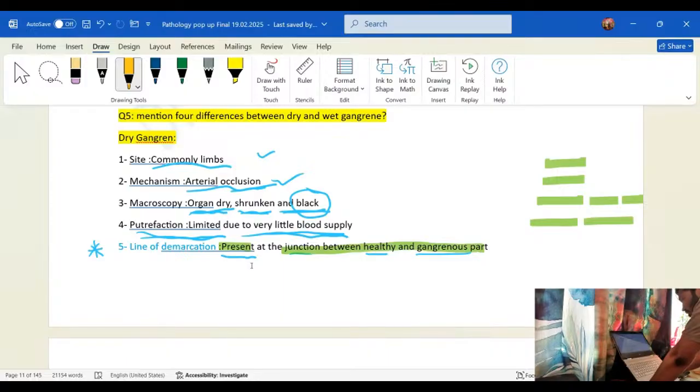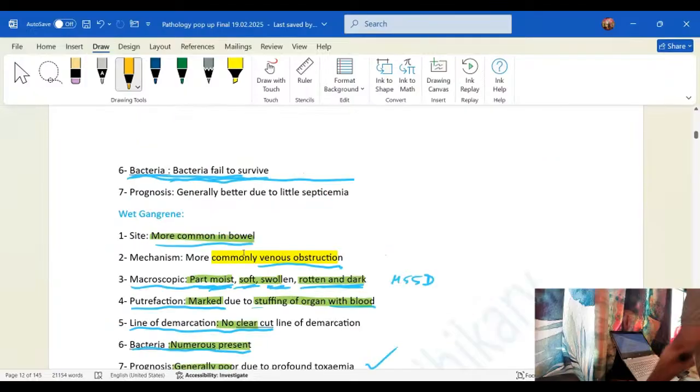Dry gangrene occurs due to arterial occlusion, so mostly it happens in the limb, and the organ becomes dry, shrunken, and black. Putrefaction is limited because of very little blood supply, and a line of demarcation is present between healthy and gangrenous tissue. Bacteria fail to survive. Prognosis is generally better due to little septicemia. At least four differences we can say.